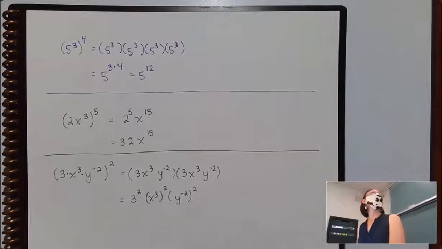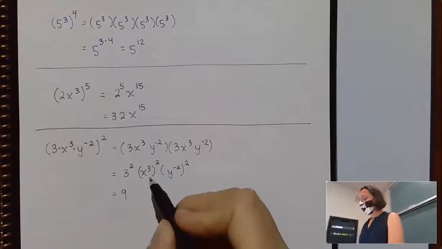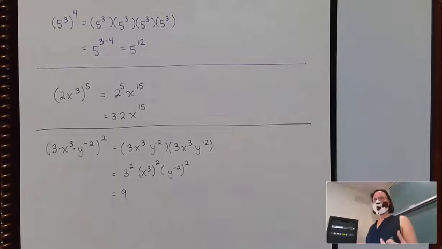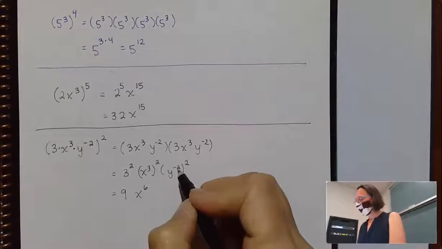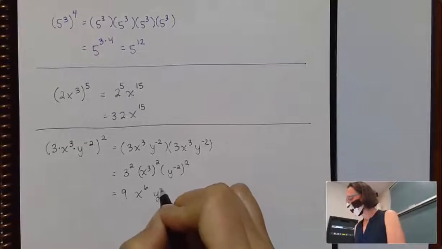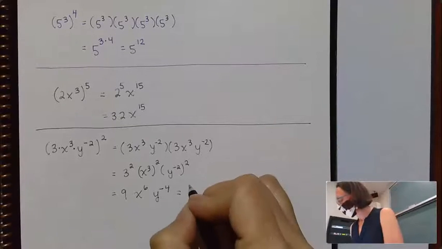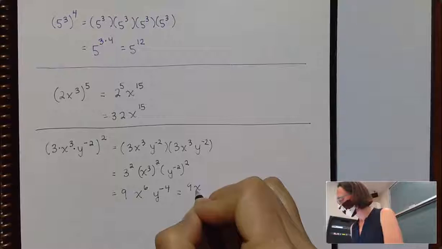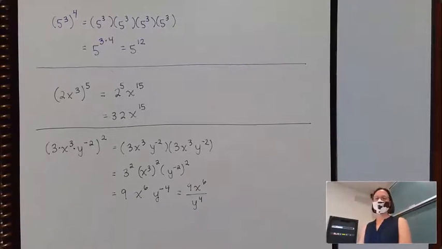And if we clean each of those up, 3 squared is going to be 9. X cubed squared, powers raised to powers, I'm going to multiply that. So I'll have x to the 6th, and then powers raised to powers, that would give me a y to the negative 4th. I'm almost done, but we want to make sure that we write our answer without negative exponents. So I'm going to need to rewrite that to say 9x to the 6th over y to the 4th.